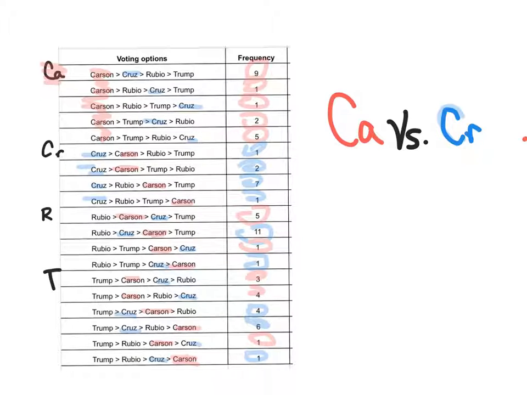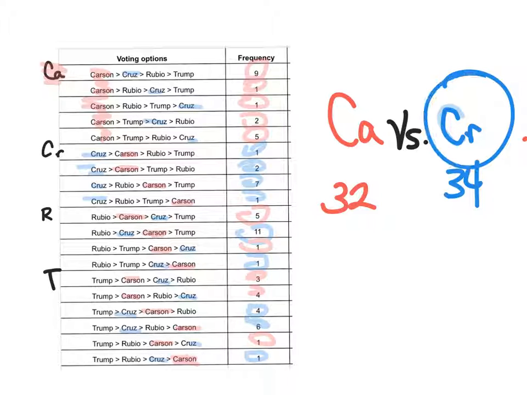Now we just have to get the grand total. So in this first head-to-head battle, Carson versus Cruz, Cruz wins 34-32. Cruz is our winner in that head-to-head pairing.